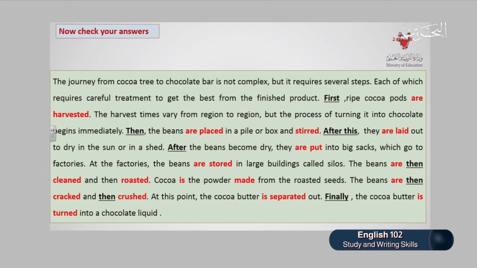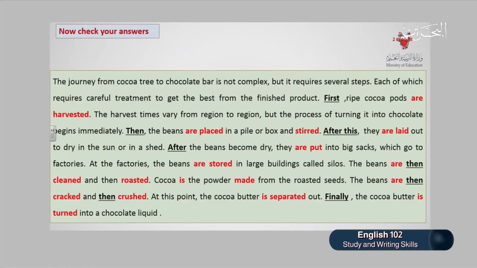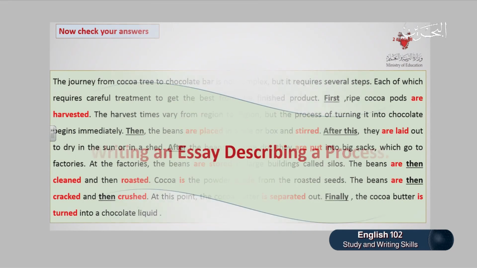The underlined words are the sequence phrases: first, second, then, next, finally. And the red words, the ones that are in bold and red, are the passive words or the passive phrases. Harvested, are placed. So we said there are two types of passive, the known doer and the unknown doer. So both are used here.